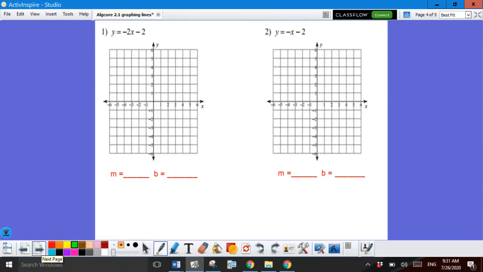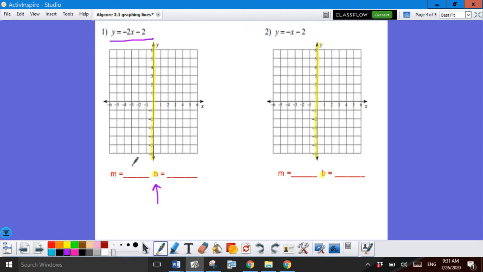All right, let's see what you can do with these two. So I'm giving you the equation. I want you to write your slope and your y-intercept. Okay. Then I want you to go ahead and see if you can graph these guys. Okay, let's see how you did.